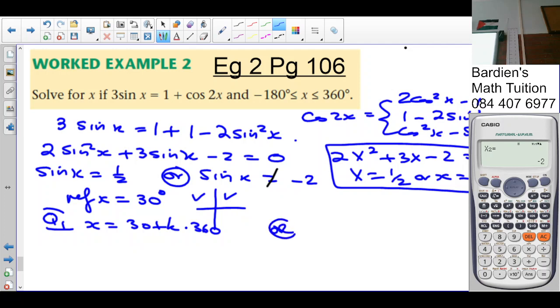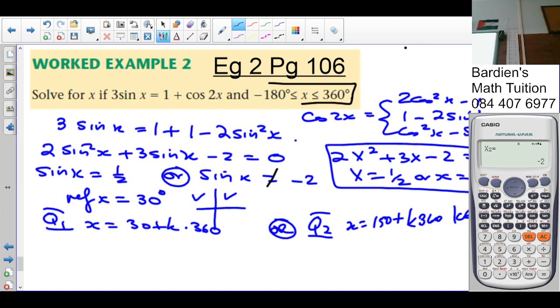Or quadrant 2. How do we get into quadrant 2? It is 180 minus 30, which is 150 plus k times 360, where k is an element of integers. But remember, it's a restricted domain on the sum. So x has to lie between those values.